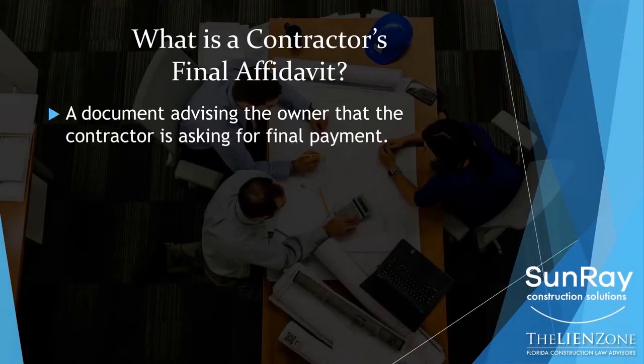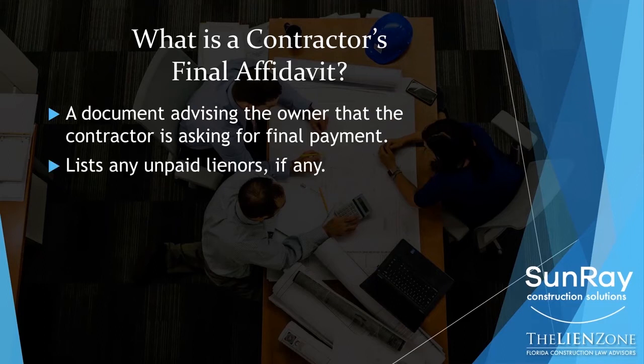Simply stated, it's a document advising the owner of the property that the contractor is asking for final payment. It will also list on the document anybody that is unpaid that has lien rights. If there's nobody that has lien rights that is unpaid, there's a section in the form, which I'll show you, where you'll write NA or not applicable or none.